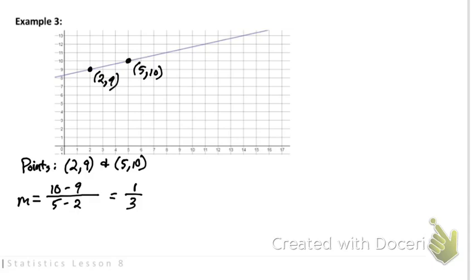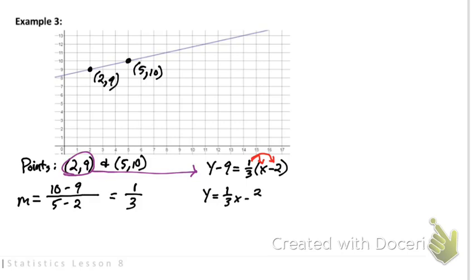I'm just going to pick 2, 9. If you want to, try 5, 10. I'm going to use 2, 9 to write my equation. So we're going to have y minus 9 equals 1/3 x minus 2. Once again, I just picked that 2, 9 at random. All right, next step is y equals, distribute that 1/3. That's going to give me 1/3 x minus 2 over 3. And then I'm going to add 9 to both sides, so plus 9.